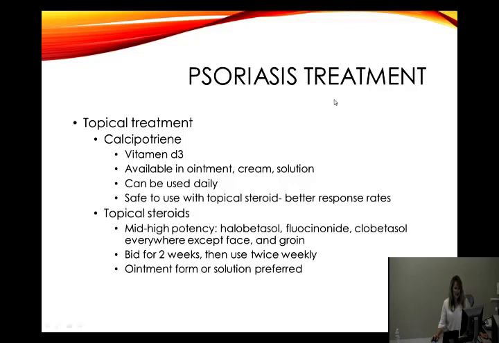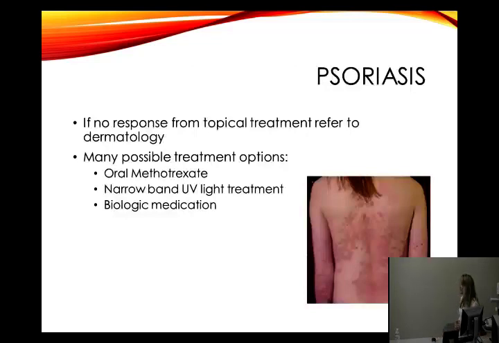So if you're treating someone who is maybe not compliant or the topical treatments just aren't working, then referral to dermatology is really important because we have other things we can do. There's oral methotrexate, narrowband UVB light treatments, and what's being seen on TV is all these biologic medications that have come out: Enbrel, Humira, Cosentyx. Those are big-time medications. They reduce the patient's immune response to help with the psoriasis. It can work very well.